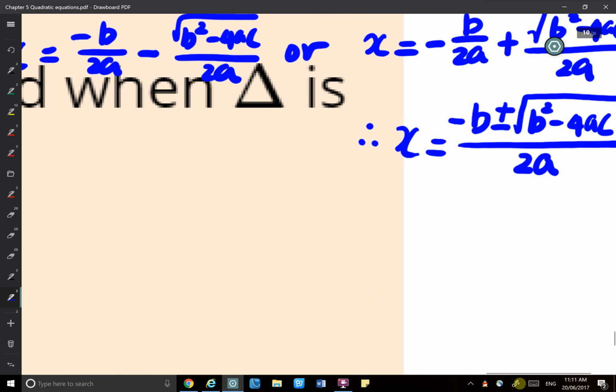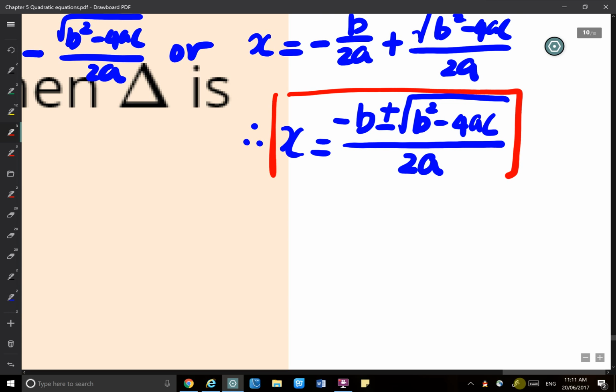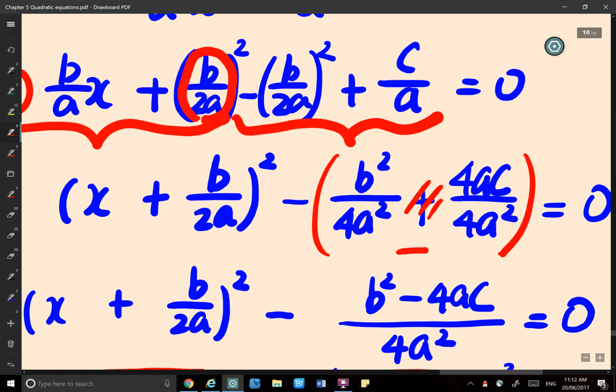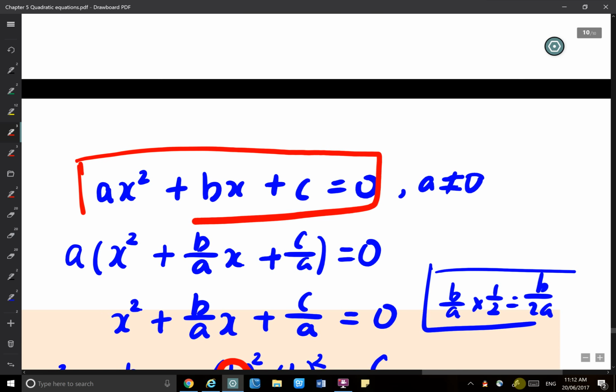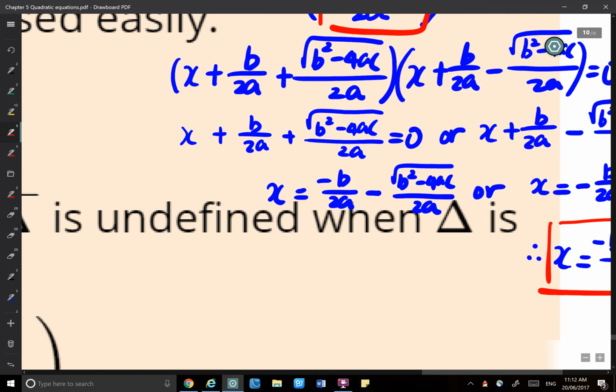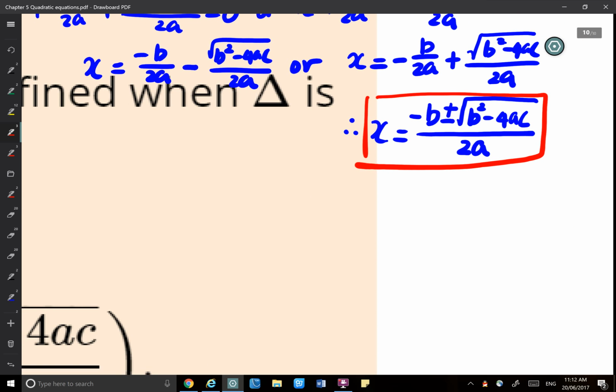Okay, so the only thing you need to remember is this formula. If I ask you to solve ax squared plus bx plus c equals 0, you can let me know that x equals minus b plus minus square root of b squared minus 4ac, over 2a. That is something you need to remember. It won't be given to you, okay? You need to memorize that.